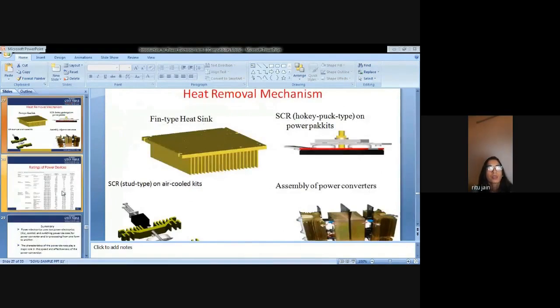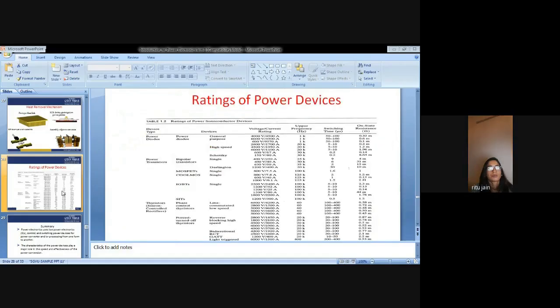Heat removal mechanisms. These are the different kinds of heat removal mechanisms used by electronic components, like fin type heat sink, SCR on power packets, assembly of power converters, and SCR on air cooled kits. These are the different kinds of heat removal mechanisms used with power electronic devices. This is very important.